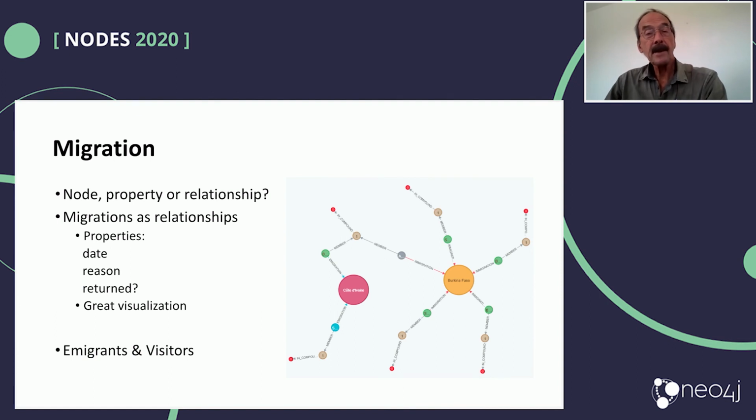And a last important issue is migration, people arriving or leaving the population. First we had to make a decision: should we make it a node, a property, or a relationship? A node like the pregnancy node? We decided for the relationship because in Neo4j, relationships are first-class members, so they also can take properties. And we can use these properties for the relationships to record the date of the migration, the reason for the migration, etc.